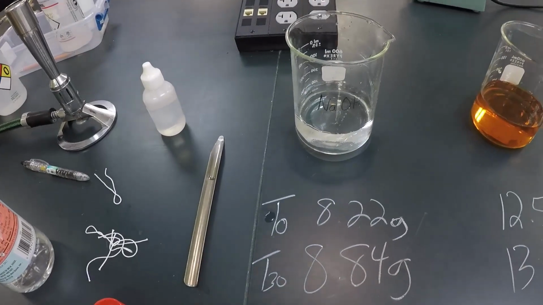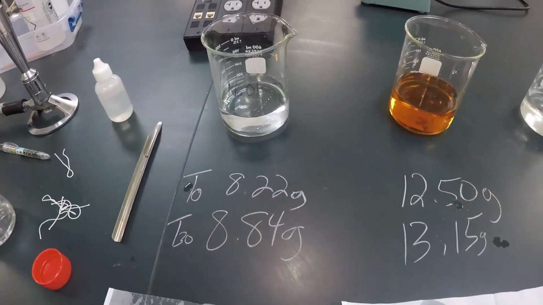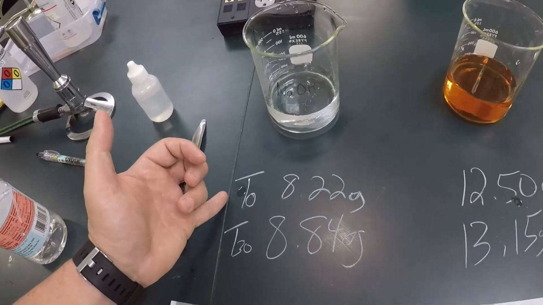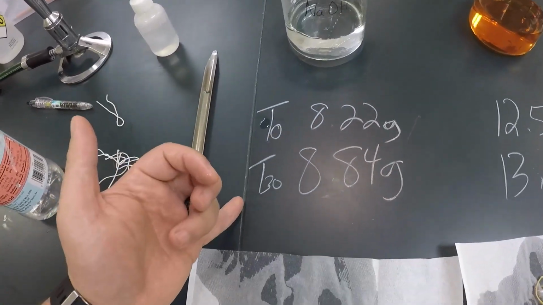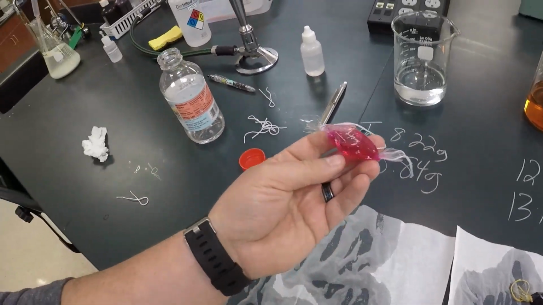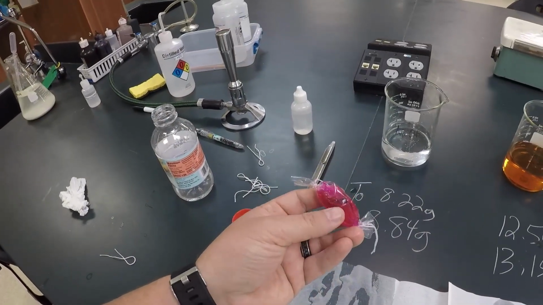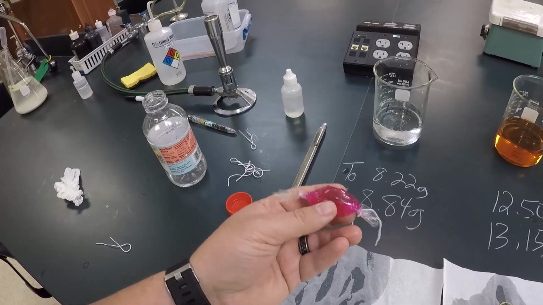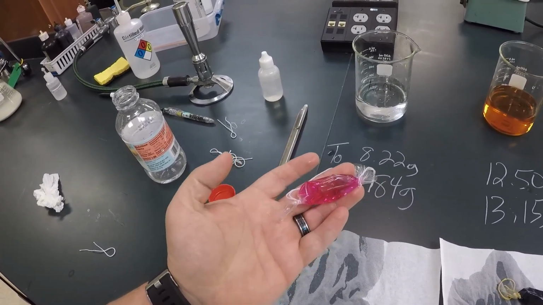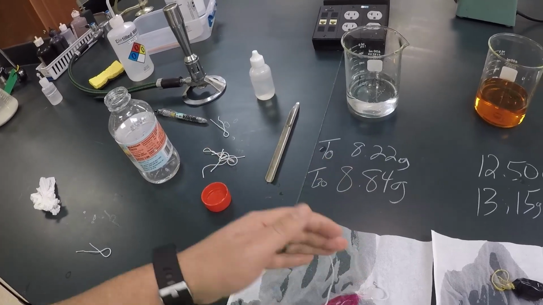Okay? Sodium hydroxide beaker, clear. I finally got a bag that didn't break. It went from 8.22 to 8.84, so it gained a little bit. But remember, phenolphthalein is an indicator of a base. So there you have it. You can see that that bag turned pink, and those are the results.